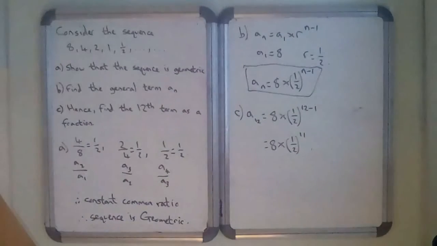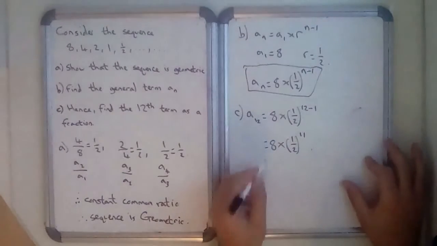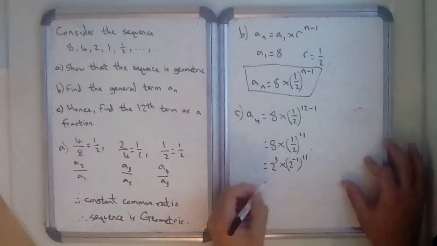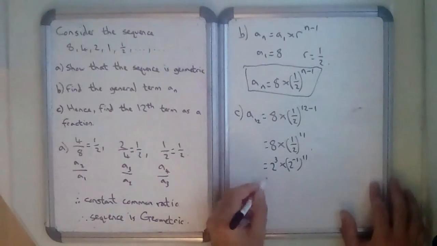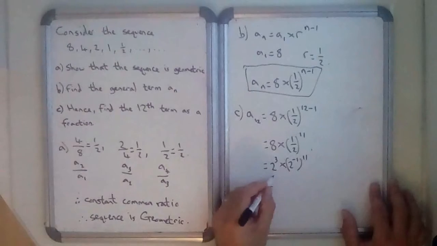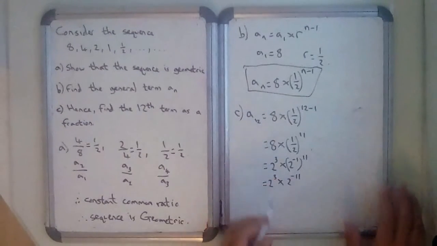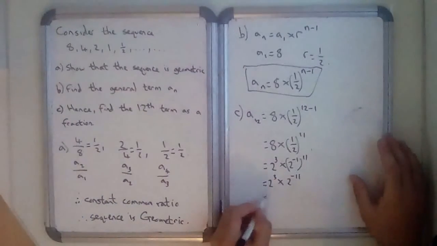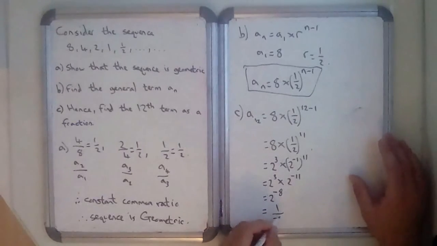So we're going to have to do a bit of work with powers of 2, so hopefully you know that 8 is 2 cubed, and hopefully you know that a half is 2 to the minus 1. So we can simplify this: equals 2 cubed times 2 to the minus 11, powers on powers. So you should know here we need to add the indices, so 3 minus 11 is minus 8, equals 2 to the power minus 8, which is the same as 1 over 2 to the power 8.